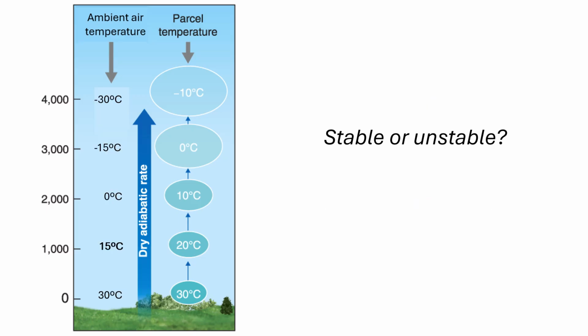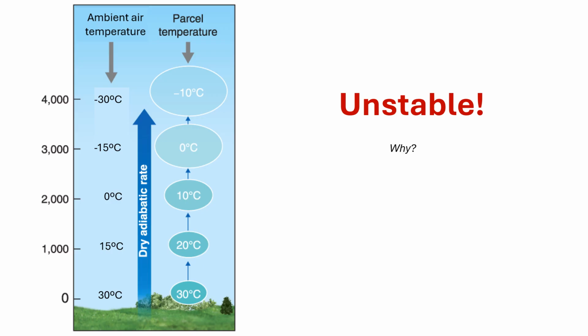How about this scenario? Stable or unstable? Give it a look. This one is unstable. Why? Because at every different change in altitude, every 1,000 meters, if you look, the air parcel temperature is warmer than the ambient air. And that means that it is going to be warmer than the surrounding air. It is going to be denser than the surrounding air, and it is going to want to rise. And once it rises, there's a really good chance it could cause some bad weather or some storms, or at least a whole bunch of clouds.